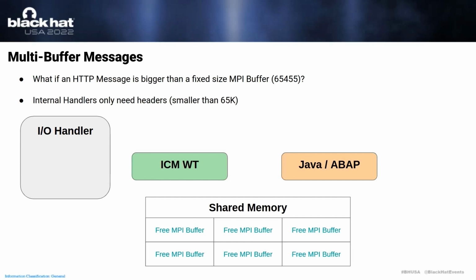So it's bigger than the MPI buffer size. Again, we are going to have some problems because we are going to need more than one buffer for this. I'm going to call this kind of request a long request, even though it's not that long. It's just like 65 kilobytes.